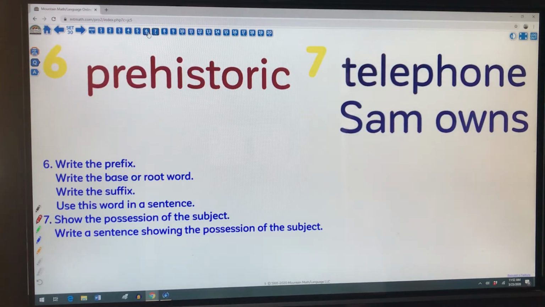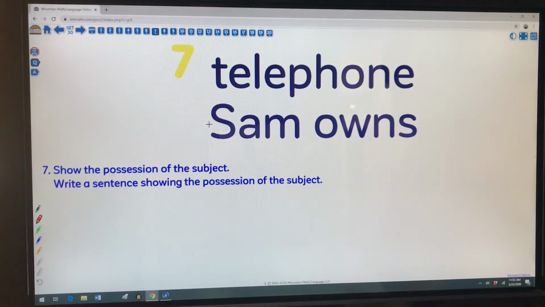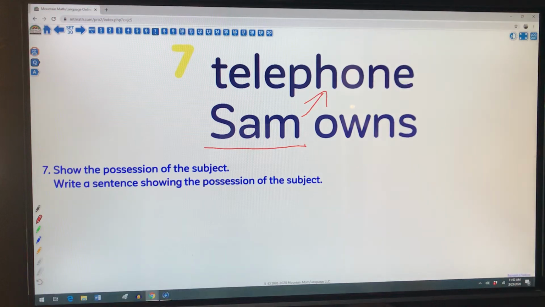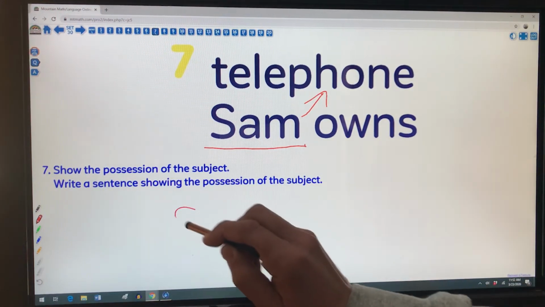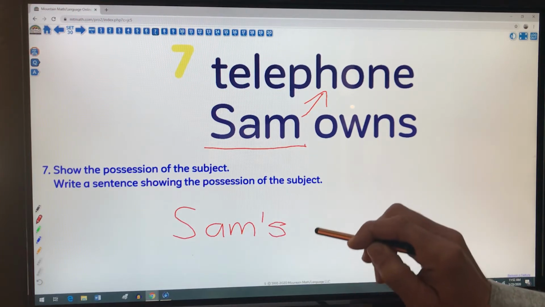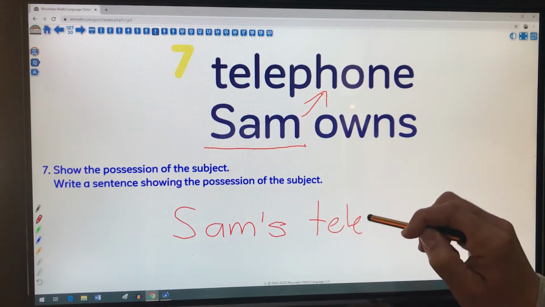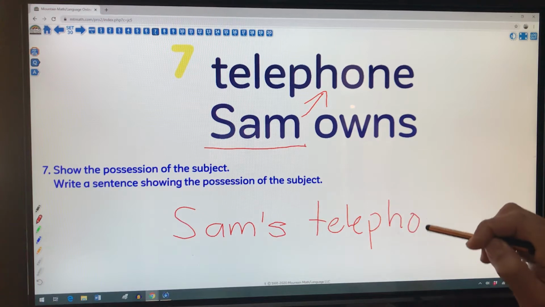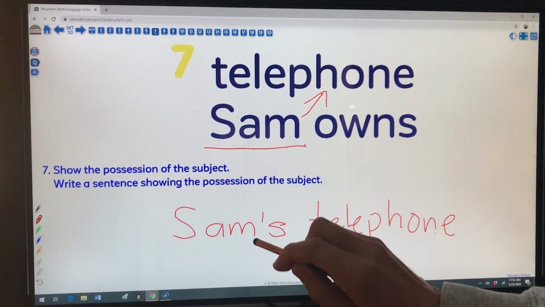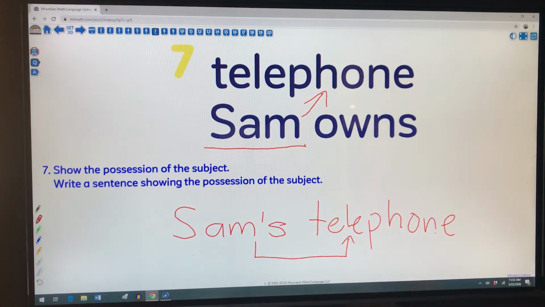Zooming on to number seven, telephone Sam owns. Okay, possessions. So I need to make out that Sam owns this telephone, or there's that connection between the two. So I'm going to make this into a possessive noun. So here's Sam's telephone. So you might write this in a sentence that Sam's telephone is a particular model, Sam's telephone is red in color, but as long as I know that Sam and the telephone, and he has ownership of that phone, I'm good to go.